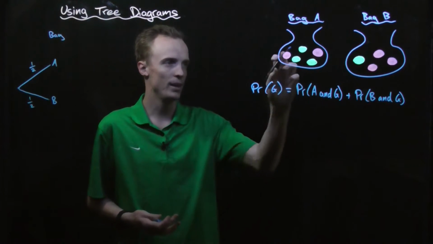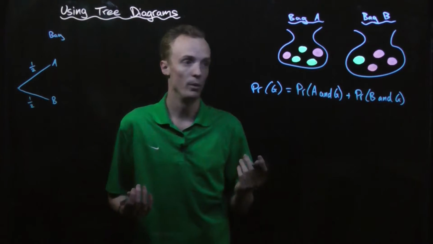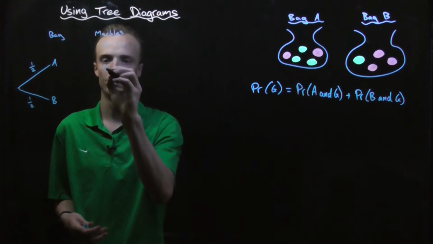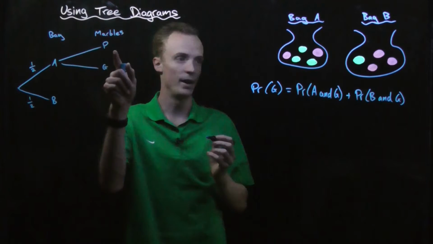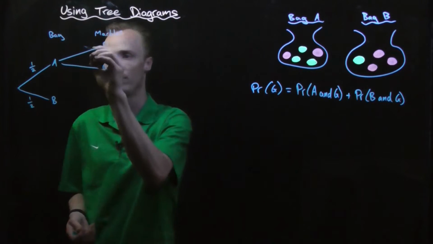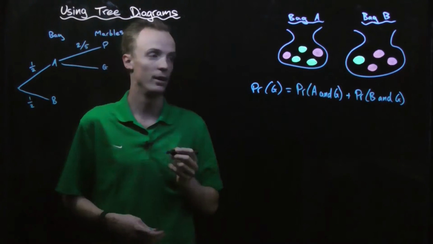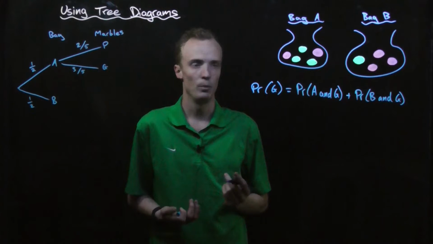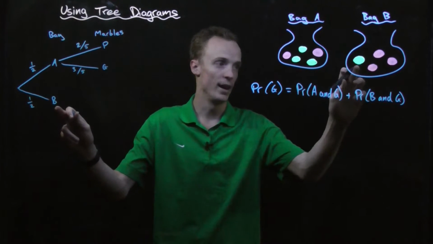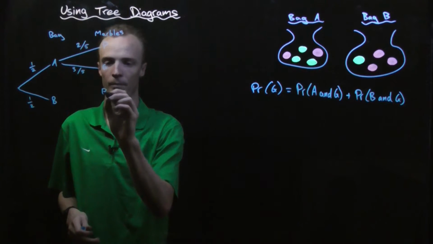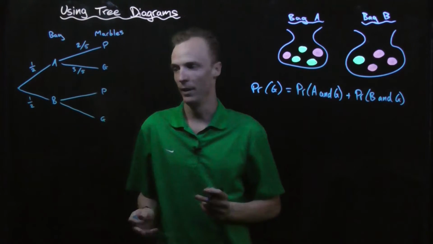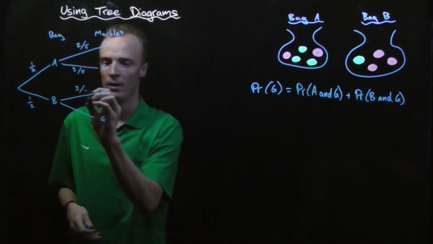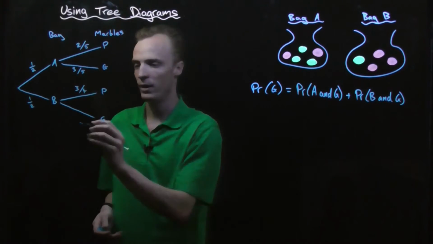Then we look at, if we get bag A, what else could we get? Well, we could get pink or green marbles. Now, the probability of getting pink marbles is a 2 in 5. And the probability of getting a green marble is 3 in 5. So then we look at, if we got bag B, what could we get? Well, it's pink or green marbles. Now the probability of getting a pink marble in bag B is 3 in 4. And the probability of getting a green is 1 in 4.